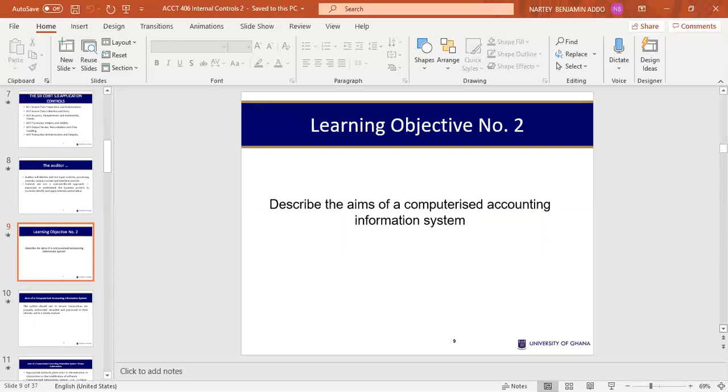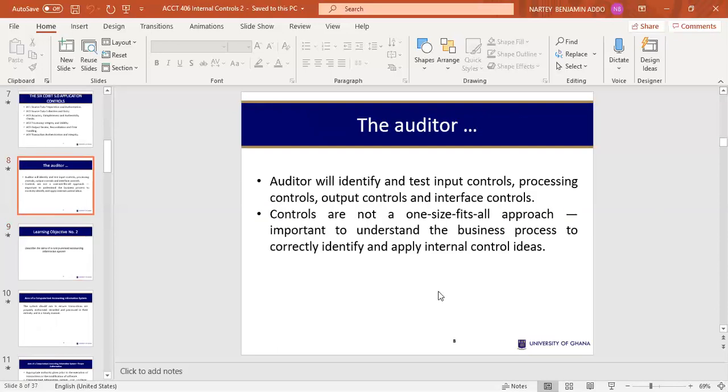Now, describe the aims of computerized accounting. That is our objective 2. But before we come to objective 2, I have just spoken about the data entry controls, so the risks that can be identified at the data entry stage.